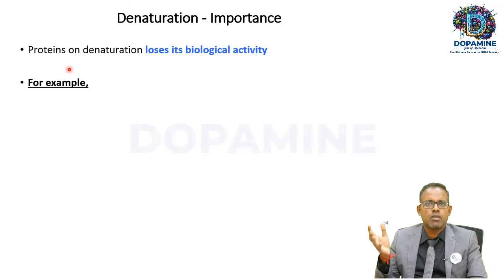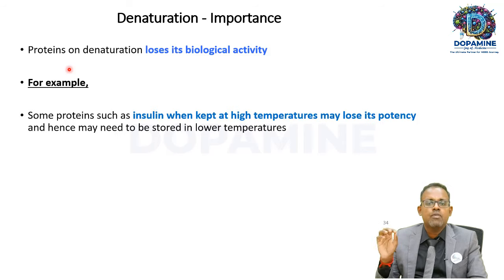What is the importance of denaturation? Protein on denaturation will lose its biological property. Why? The biological activity of a protein depends upon its quaternary, tertiary and secondary structure. If those structures are lost, proteins will no longer be functional. For example, insulin: you would have seen patients with diabetes taking insulin injections. We always advise them to keep those insulin injections in the fridge. Why? Because when you keep it outside, because of the temperature, the insulin can undergo degradation or denaturation. So insulin will lose its activity. Even if you take that insulin shot, it is not going to decrease your blood glucose level. That's the importance of maintaining proteins at correct temperatures, because extremes of temperature can denature the protein and make it lose its biological activity.